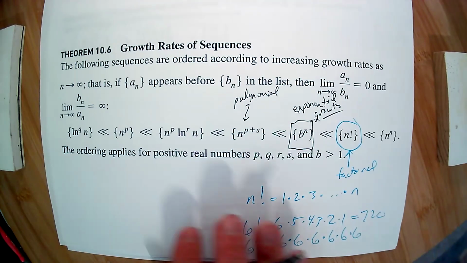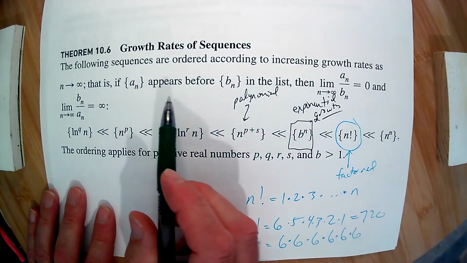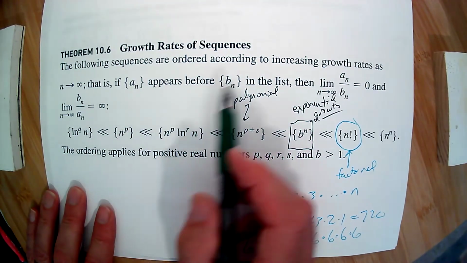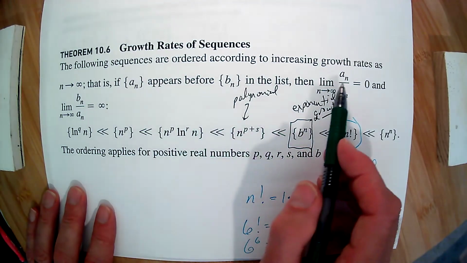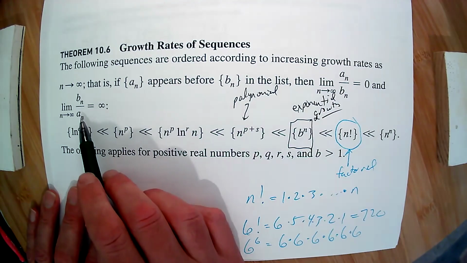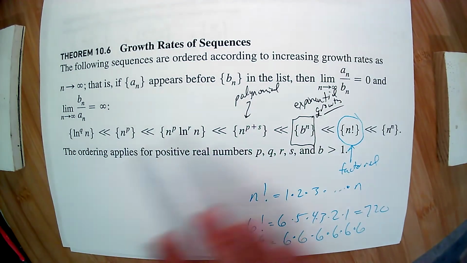Here's our little theorem. This is a result that we can apply. Basically, it says that if one of these, A, appears before the other one, B, then the limit of the ratio of A to B is going to be 0, and vice versa, the limit of B over A is going to be infinity. So let's apply that really quickly here.